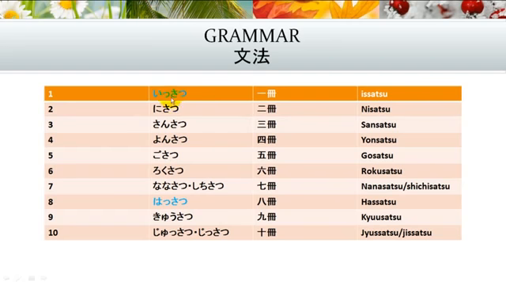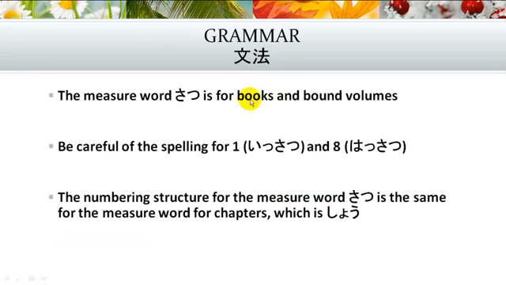1冊、2冊、3冊、4冊、5冊、6冊、7冊、8冊、9冊、10冊. The measure word satsu is for books and bound volumes. Be careful of the spelling for 1, 1冊, and 8, 8冊. The numbering structure for the measure word satsu is the same for the measure word for chapters, which is sho.